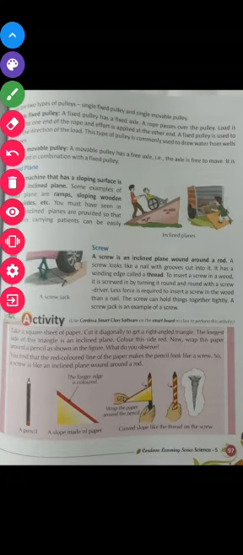Now a single movable pulley has a free axle. That means the axle is free to move. It is a combination of a fixed pulley which has a movable axle. I hope you have all understood what the pulley means.